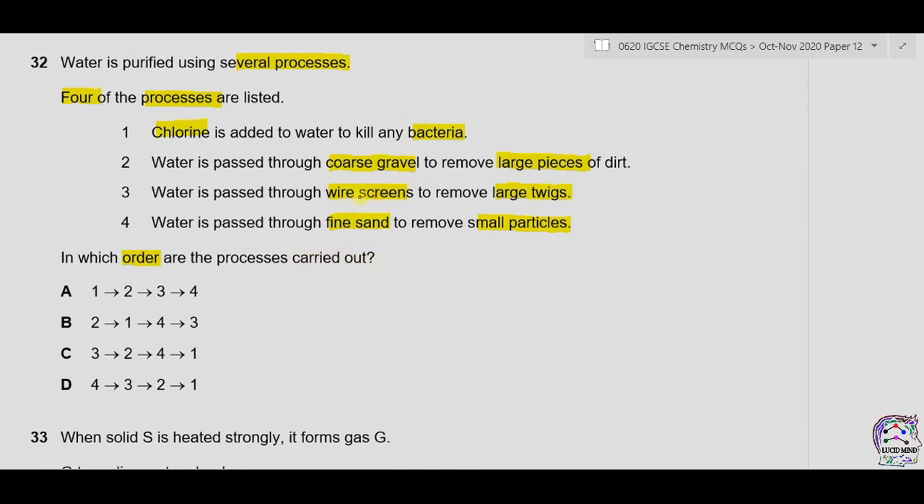Now we can say that first water should be passed through wire screens in order to remove large twigs. So this is the first step. Then water should be passed through coarse gravel to remove large pieces of dirt. So this is second step. In third step, small particles should be removed. While in fourth step, bacteria should be killed. So the sequence is 3, 2, 4 and 1. The answer is therefore C.